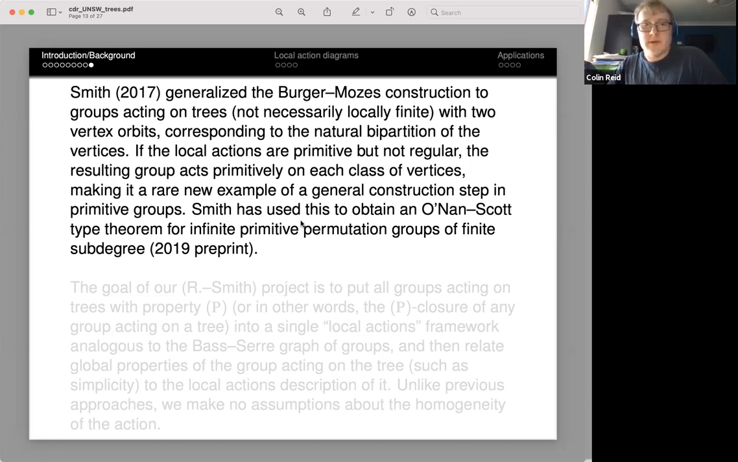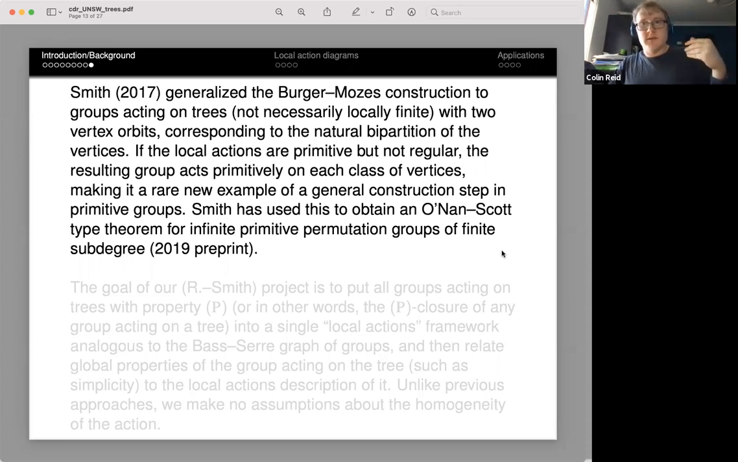So Simon also used this to obtain an Onan-Scott type theorem for infinite primitive permutation groups of finite subdegree, which I think is in a 2019 preprint. So the Onan-Scott theorem is for finite primitive permutation groups, but Simon has managed to extend it to finite subdegree.